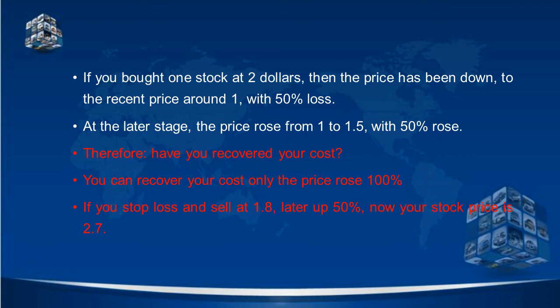Therefore, have you recovered your cost? Maybe you buy the stock around $2, then it drops to $1. You lost around 50%, right? Then the price from $1 to $2 again, how many percent should it arrive? 100%. You should know. So you will find earning money is too difficult, right? Because from $2 to $1 is only 50%, but from $1 to $2 is 100%. This is the difference, okay?